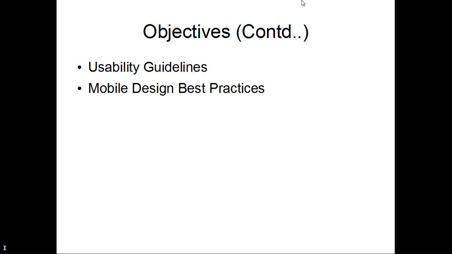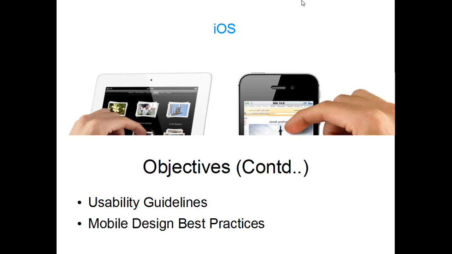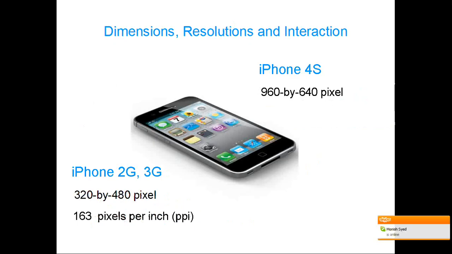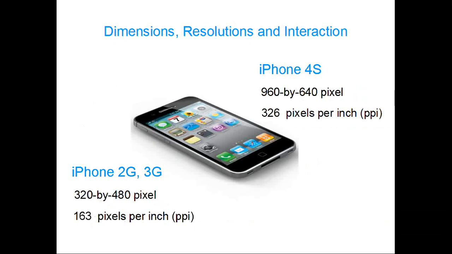So the iPhone 2G and 3G basically had 320 by 480 pixel resolution, and the pixels per inch was 163. We have iPhone 4S, which basically has 960 by 640 pixels, and 326 is the pixels per inch. So the interaction model for iPhone is basically touchscreen. So I'm trying to explain the different types of devices which we have, and then the interaction models and the resolution, so that it becomes easy for us to understand what exactly are the challenges.